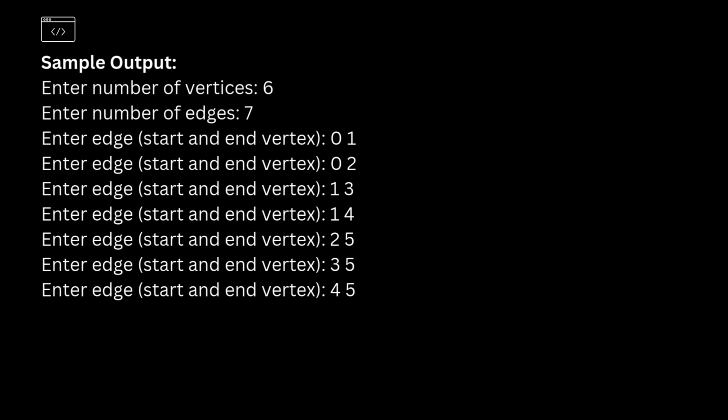Here, the program uses a queue to implement the breadth-first search algorithm, which explores a graph layer by layer, visiting all neighbors of a node before moving to the next level. The queue keeps track of nodes to be visited and the visited array ensures each node is processed only once.